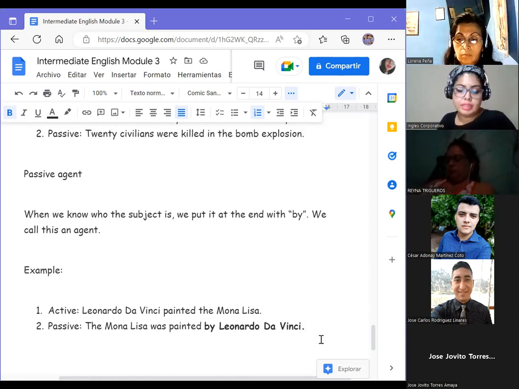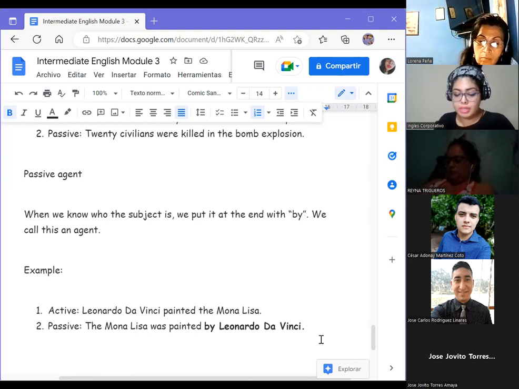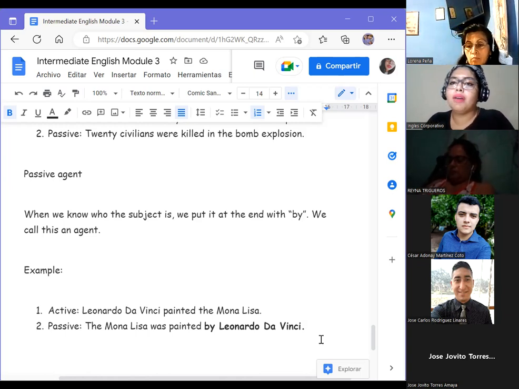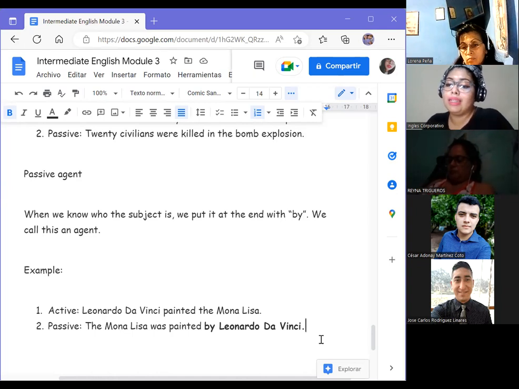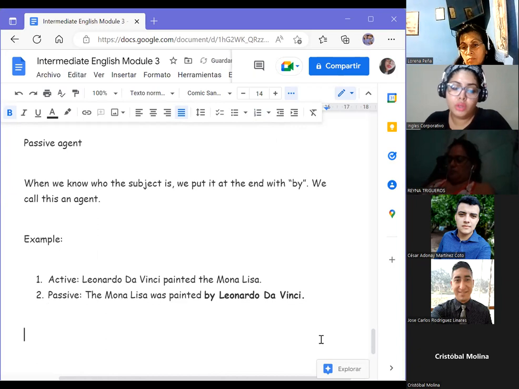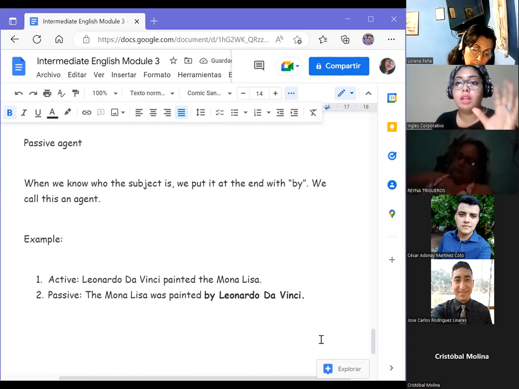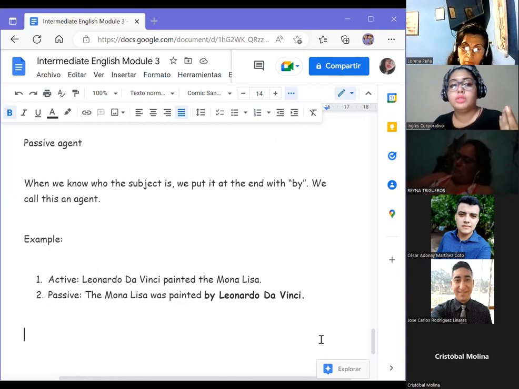So then it says that when you have long sentences and you know who the subject is, it's best to use the active voice. In this case, when we have long sentences and you have information about the person that is doing the action, it's better to use the active voice and not the passive. So in this case, we are going to see some examples of long sentences in which we are going to use the active voice and not the passive. For example, we have this one.